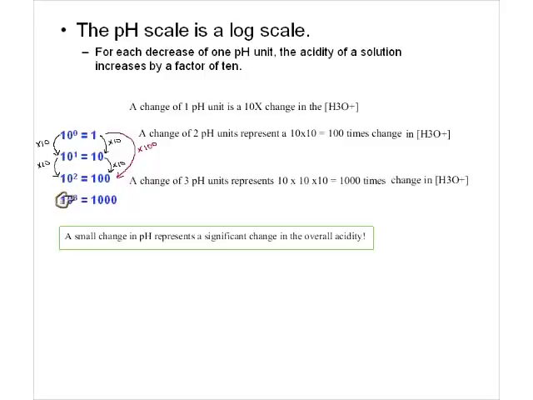So a very, very small change in pH, even though it's saying a pH of 2 units, that's a very significant change in that test tube, because a change of 2 pH units is representing a 100 times change in the concentration of H3O+.